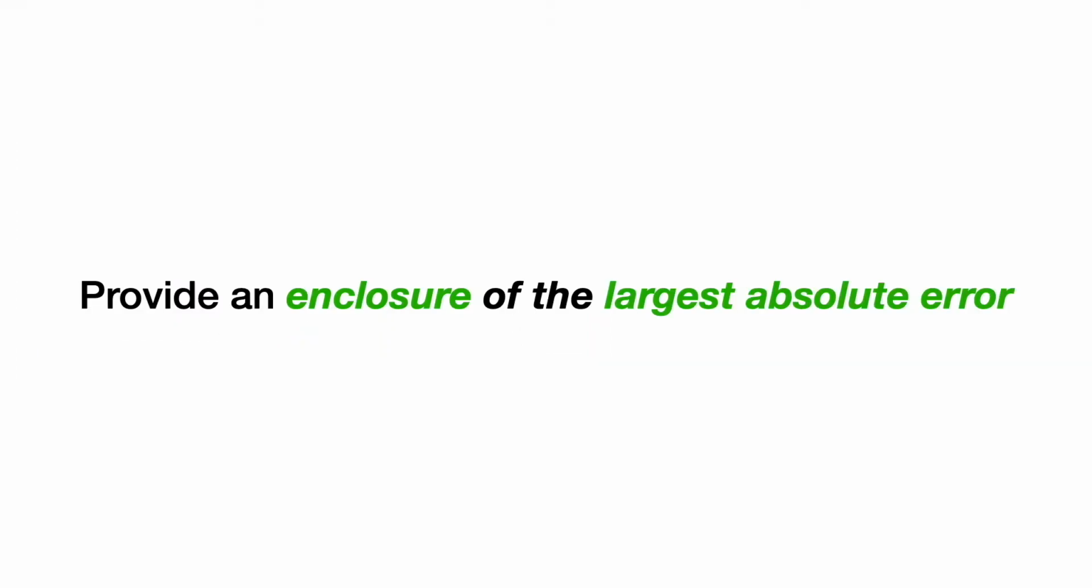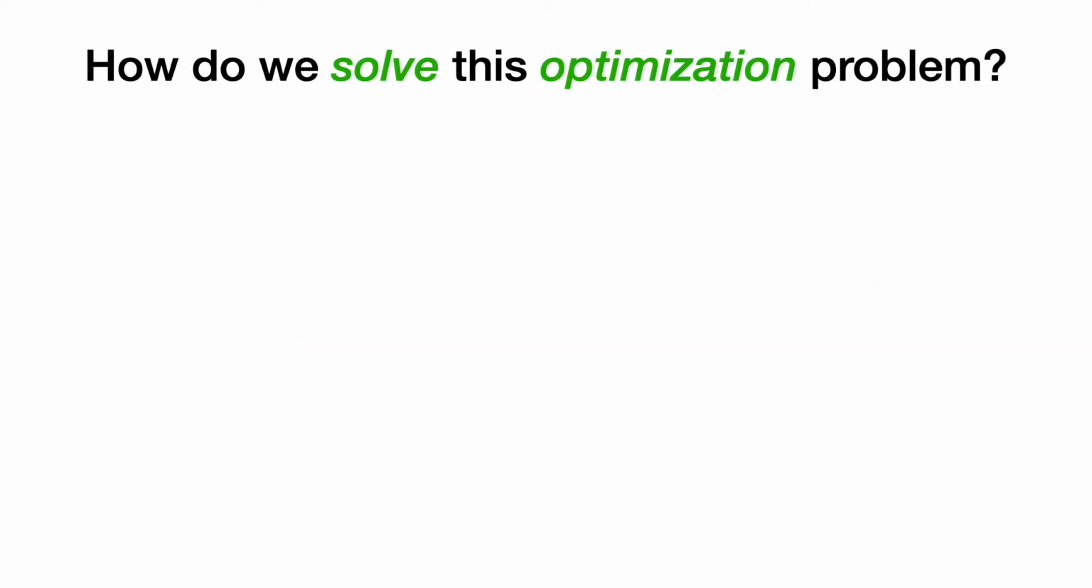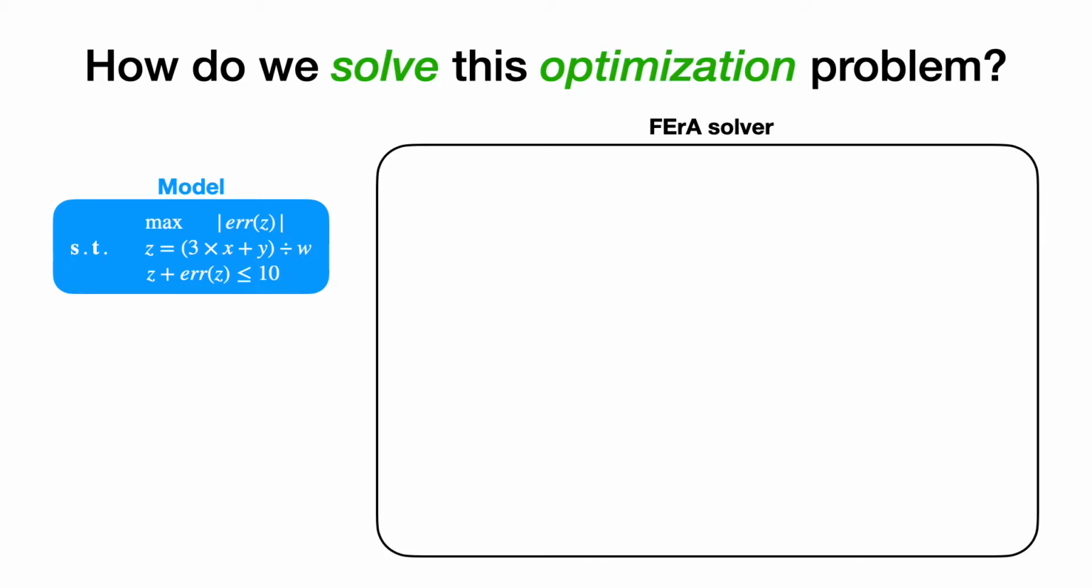Now, the focus of our work is to provide an enclosure of the largest absolute error. To do so, we'll compute an under approximation of it and provide input values to make sure it is reachable, while we will also compute an over approximation of errors. Computing such an enclosure can be seen as an optimization problem, where we will maximize the under approximation of the largest absolute error. But how do we solve this optimization problem? We start with a model representing the problem we want to solve, and we will give it to our solver Fera, more particularly to the branch and bound algorithm.